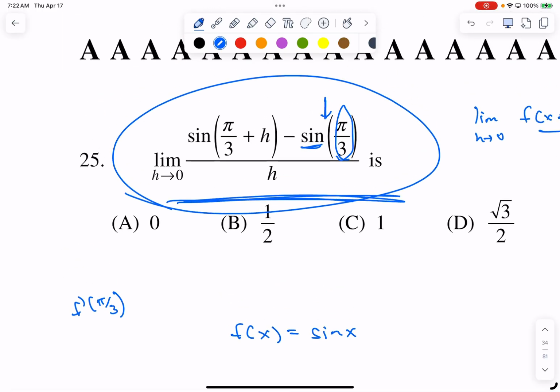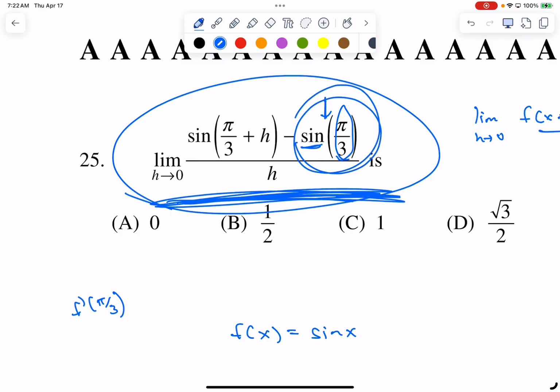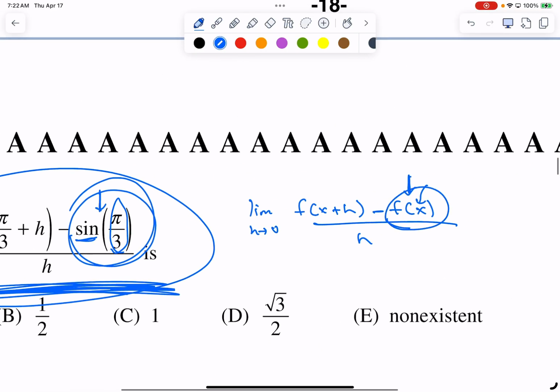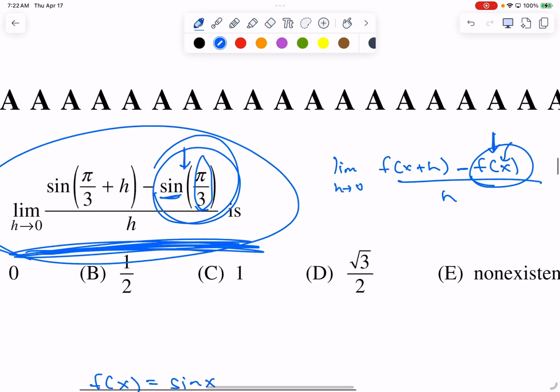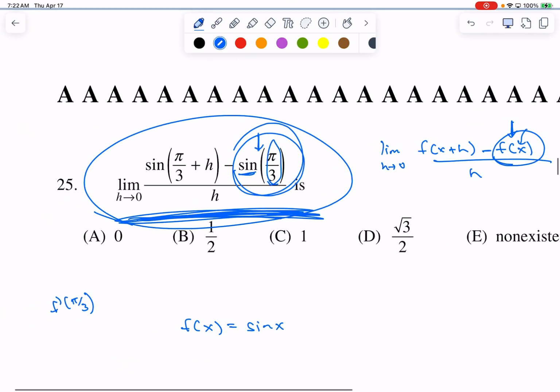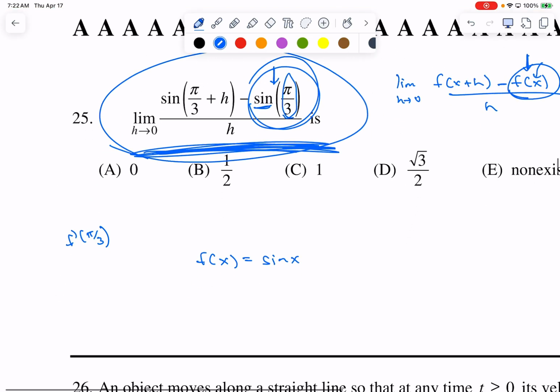This derivative? This is the derivative rule. So once you see it, you're just like, okay, what am I taking the derivative of? It's always right there. It's always the minus part. So I'm taking the derivative of sine x, but at pi over 3. They want the derivative of sine with pi over 3 plugged in. What is the derivative of sine?